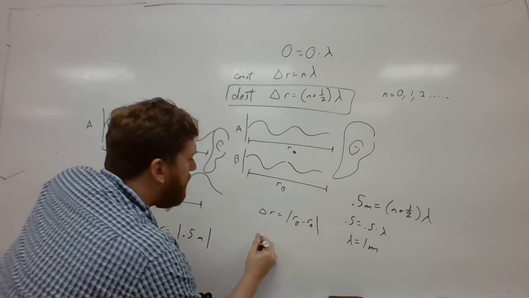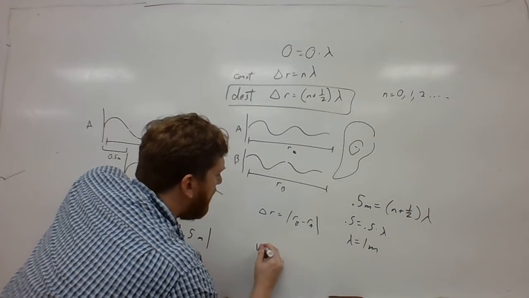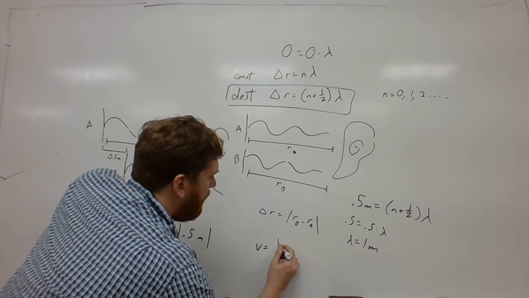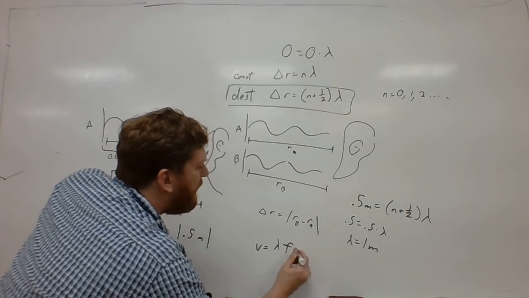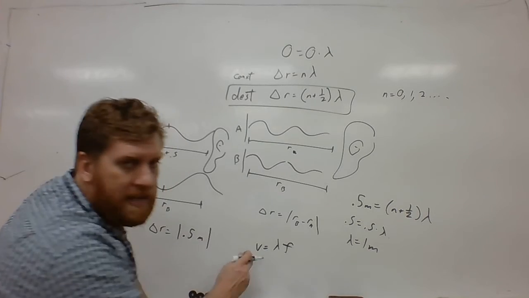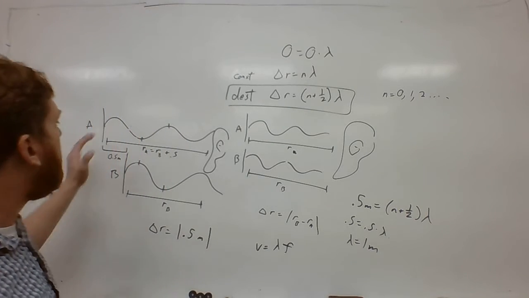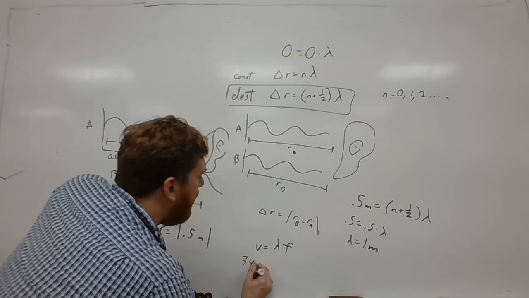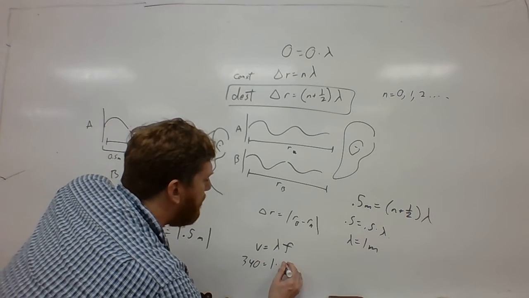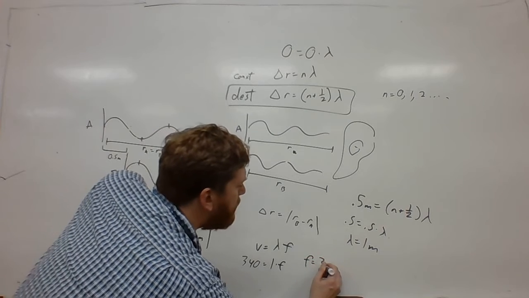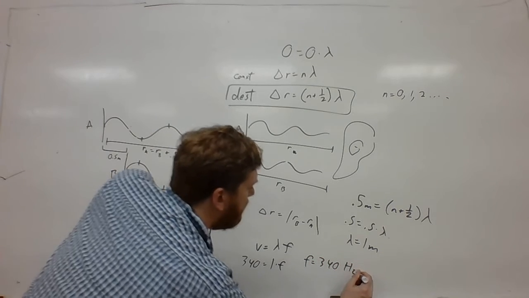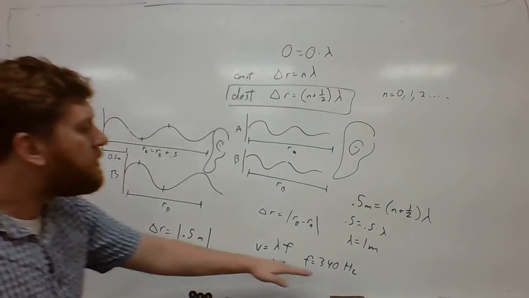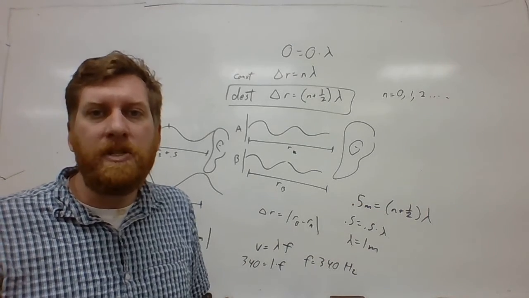If the wavelength is 1 meter, we can solve for the frequency because we have an equation that velocity is equal to wavelength times frequency. The velocity is the velocity of sound in air. These are sound waves traveling through air. So 340 equals 1 times frequency. The frequency was 340 hertz. So this corresponds to our situation with n equals 0.